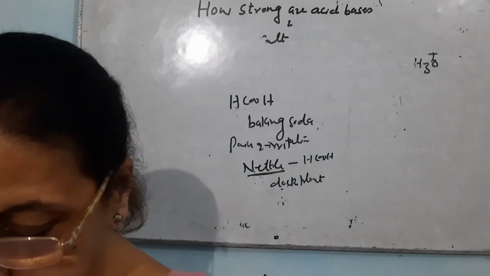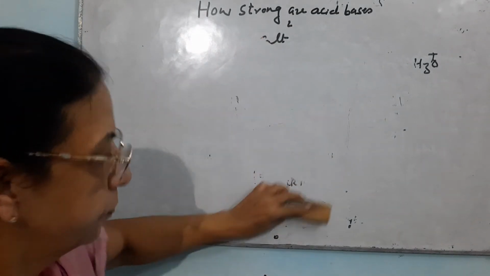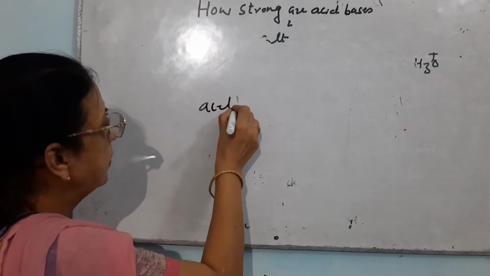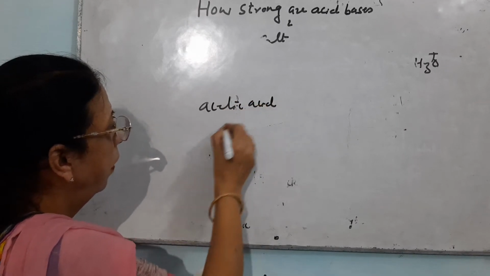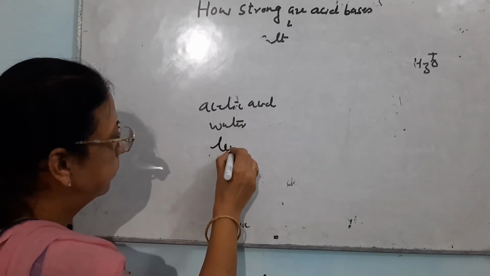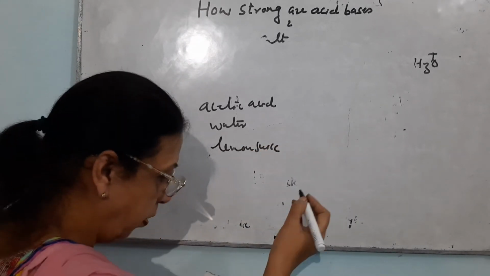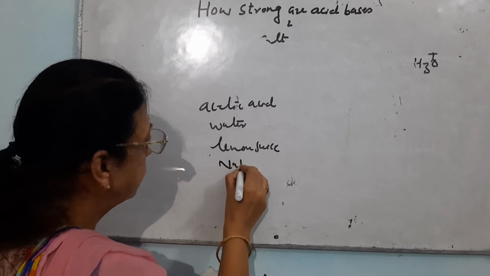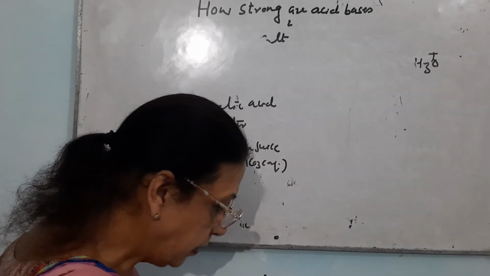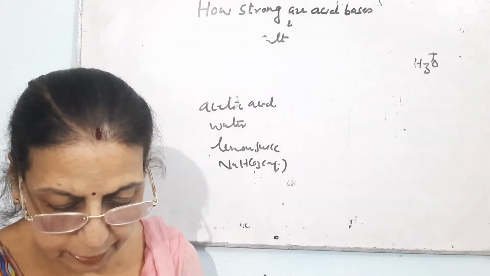First one is: a teacher provided acetic acid, water, lemon juice, and an aqueous solution of sodium hydrogen carbonate to the students in the laboratory for determining the pH value with pH paper.